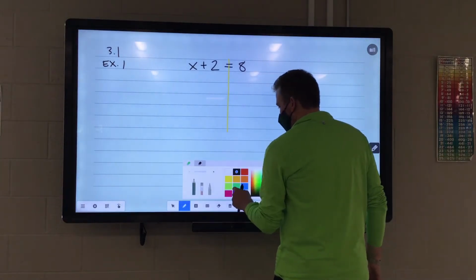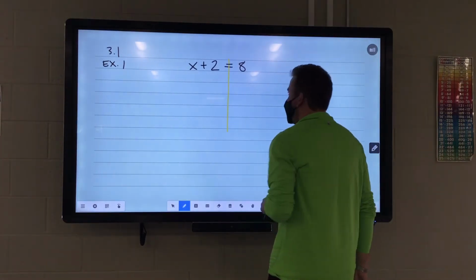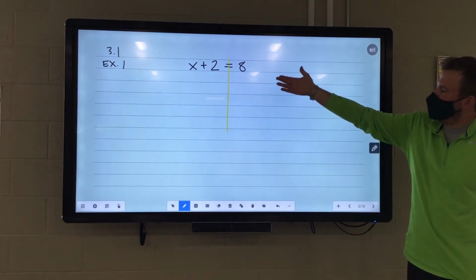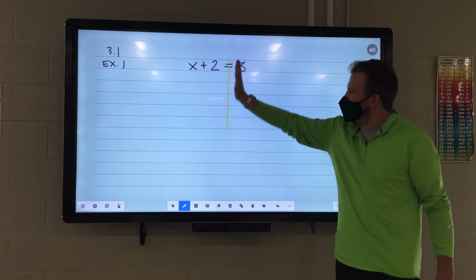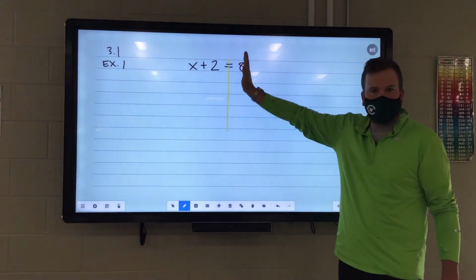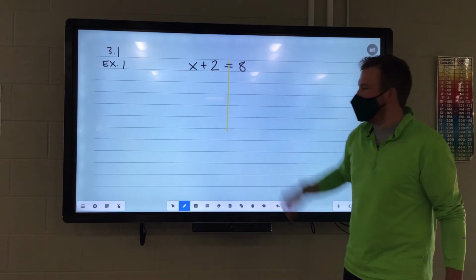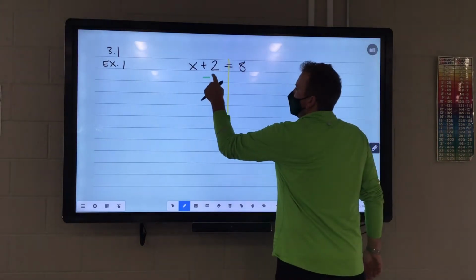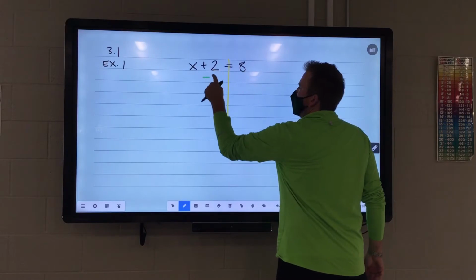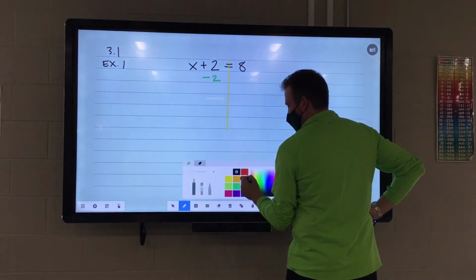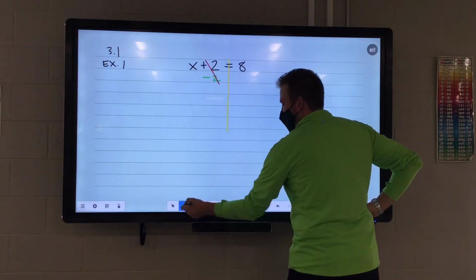Our goal when solving equations is to get our variable all alone. So as we can see, my x is not alone on the left side of the equation. Notice we have the line separating the sides of the equation because we are adding a 2 to it. Now the opposite of adding 2 is subtracting 2.